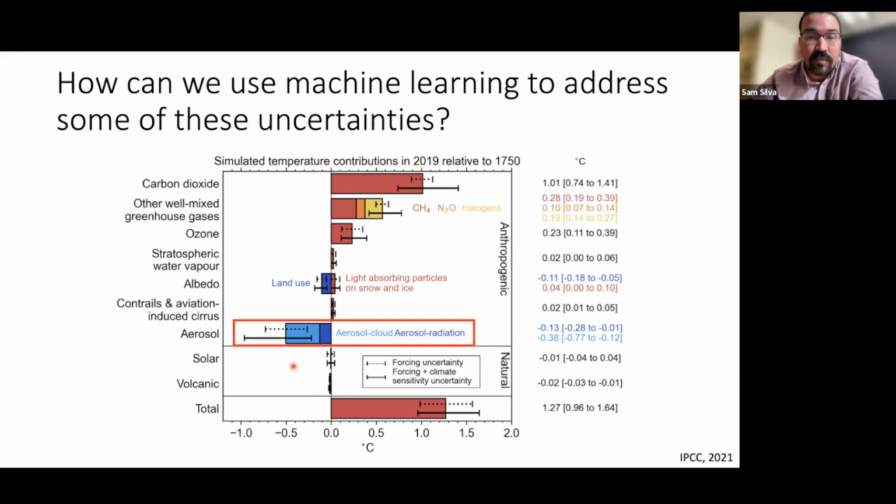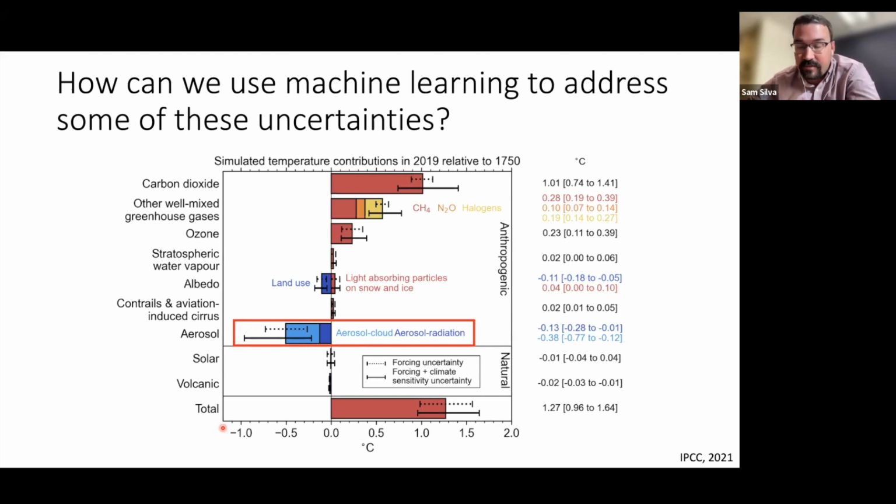And it's worth noting that for aerosol, and in particular aerosol-cloud interactions, the error bar is the largest. So this is the largest error bar in terms of the impact of the forcing agent on the total change in surface temperature. And so in many respects, aerosol and aerosol-cloud interactions are the largest or one of the largest uncertainties in our understanding of the physical climate system.